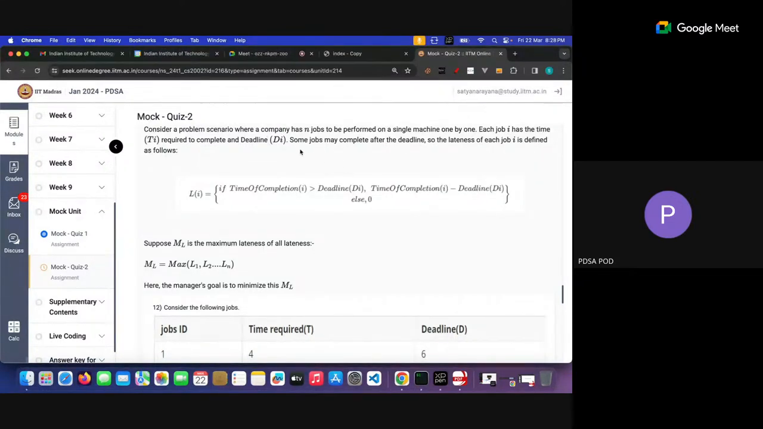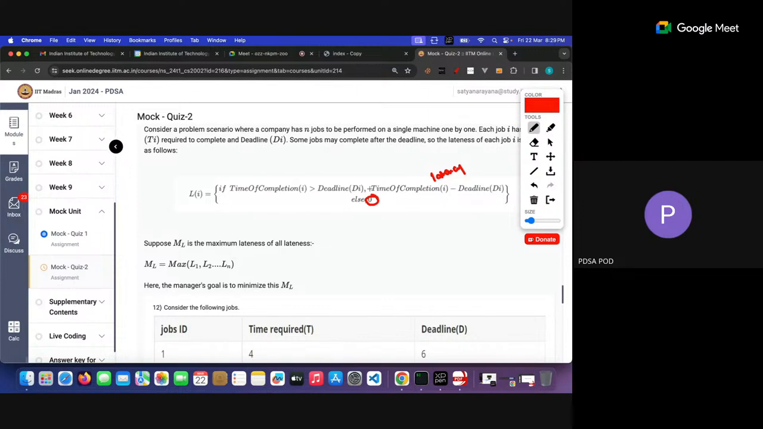Some jobs may complete even after the deadline, because only one machine is there, so one job goes after another. Some of them may go beyond their deadline. So the lateness of each job i is defined: lateness happens if the time of completion is greater than the deadline of i. We subtract the deadline from the time of completion, which tells how much late it is. If the time of completion is smaller than its deadline, there is no lateness, simply zero.